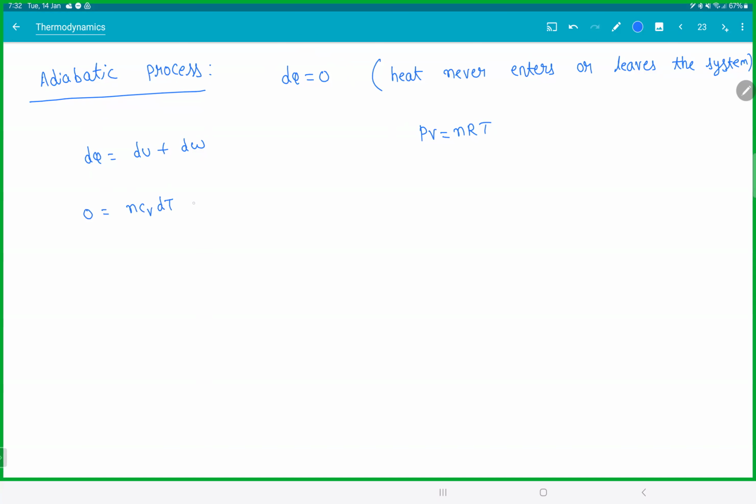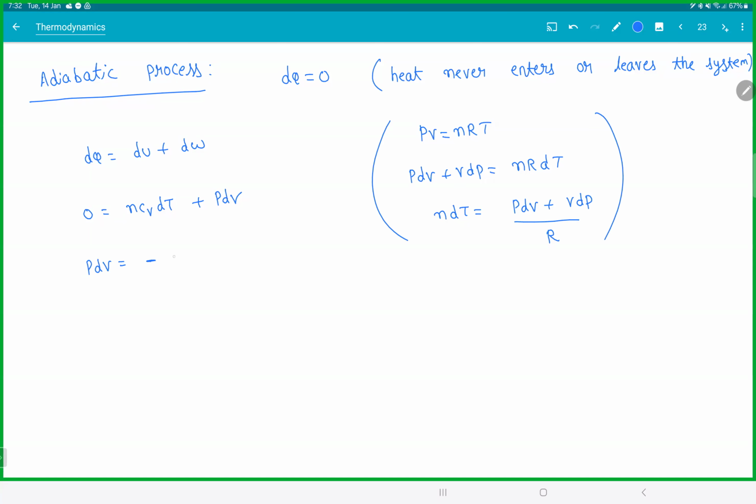du is n Cv dT, and work done is PdV. Now if I differentiate PV equals nRT, it is PdV plus VdP is equal to nR dT. So from here, n dT is (PdV plus VdP) by R. Bring this here: we have PdV minus n Cv dT. Substitute that dT here, and you will end up with PdV minus Cv times (PdV plus VdP) by R.